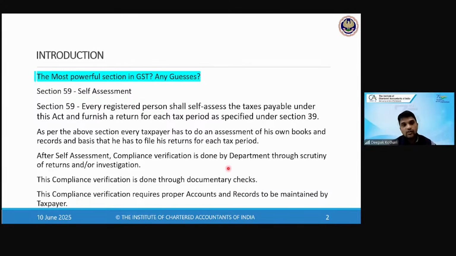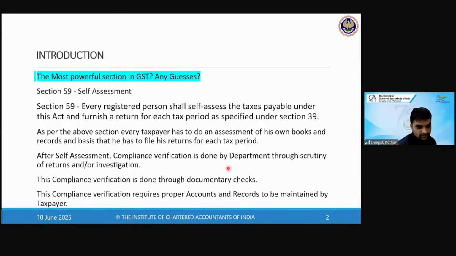That is, they will ask for documents and basis the values, basis the documents that you submit, they will do their verification. The compliance verification requires proper accounts and records to be maintained by the taxpayer. So you have done your assessment and you have filed the returns. How will the officer get to know? So during assessment, they will ask for verification.